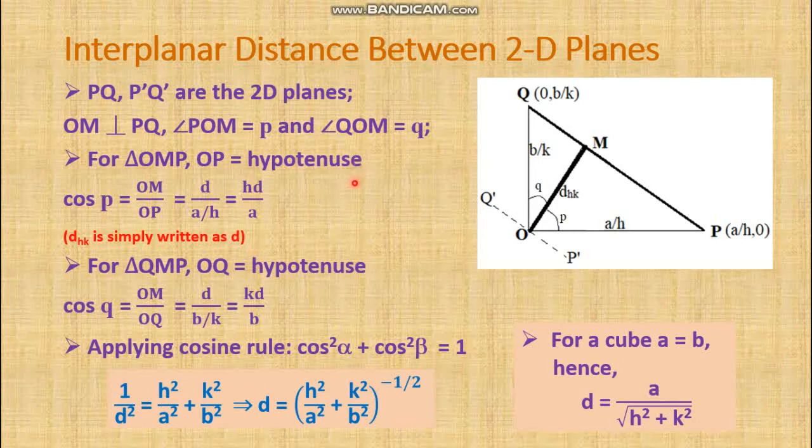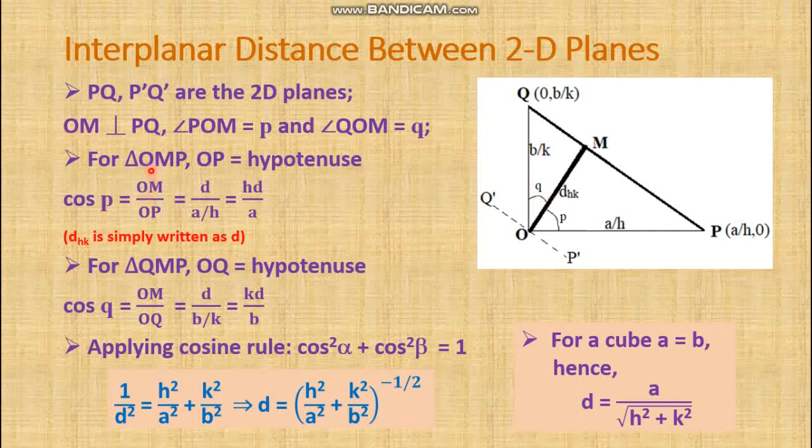So let's start. PQ and P prime Q prime are the 2D planes. Okay, P prime Q prime is one 2D plane and PQ is another 2D plane. OM is perpendicular to PQ. Definitely OM is perpendicular to PQ. And the corresponding angles, POM is this angle and QOM is this angle. These two angles are P and Q respectively.